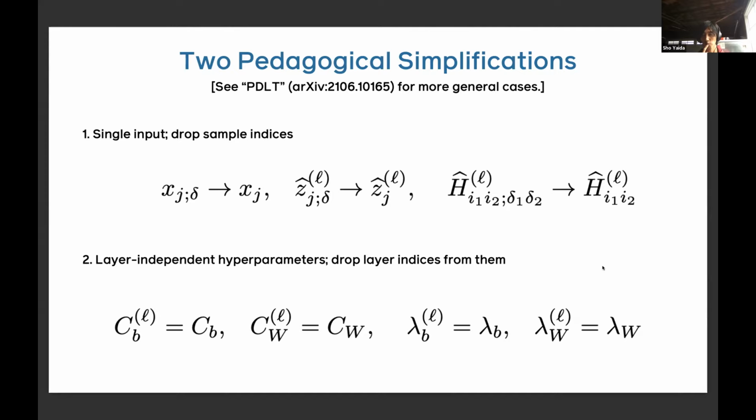Because it's going to conflict with the Kronecker delta that I'm going to keep seeing later. The next simplification I'm going to make is to make the hyperparameters layer independent, and drop the layer indices. So the hyperparameter we had for the initialization distribution, I'm going to make layer independent, and the same for the learning rate. You can look at the reference for more general cases. This is not a limitation of the formalism, it's a limitation of me giving the talk in real time, okay?